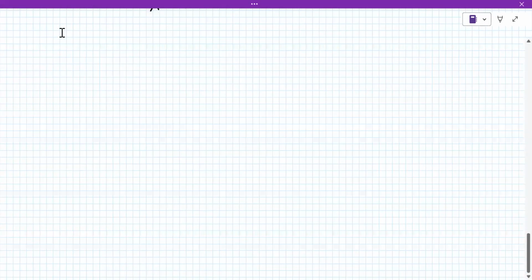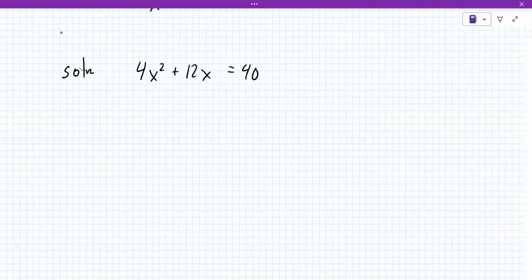All right, so let's move past that. How about this one? How about solve 4x squared plus 12x equals 40? Again, you can solve by any method you want. I would recommend seeing if you can factor before you move on to other stuff.